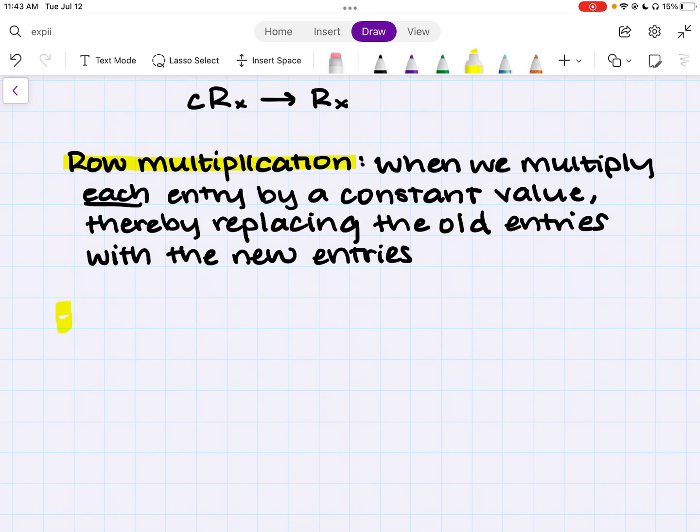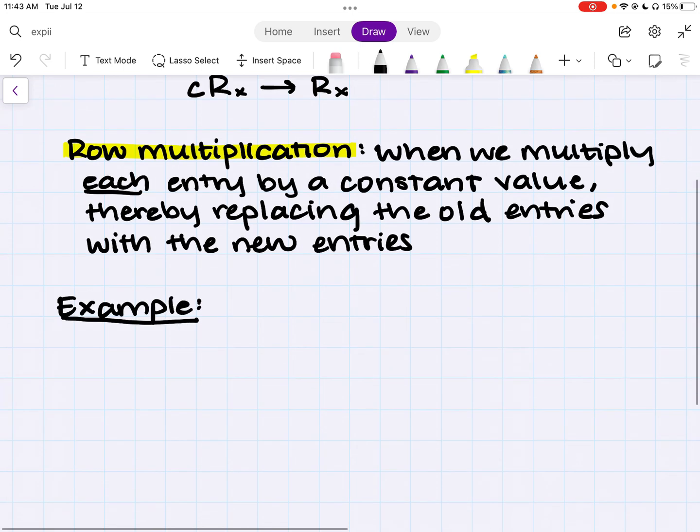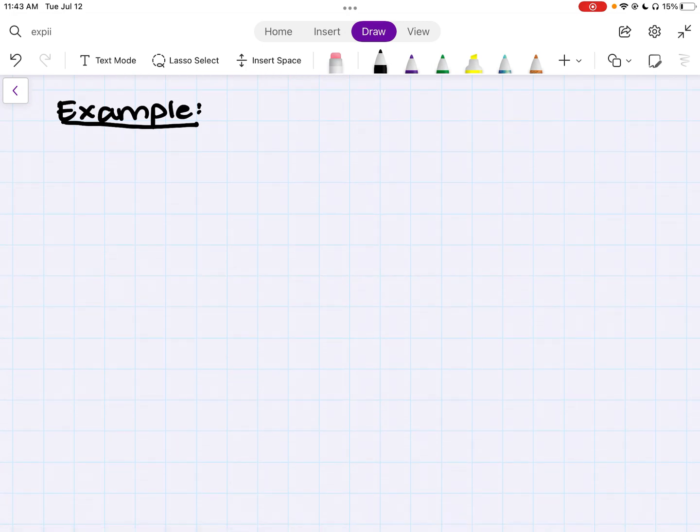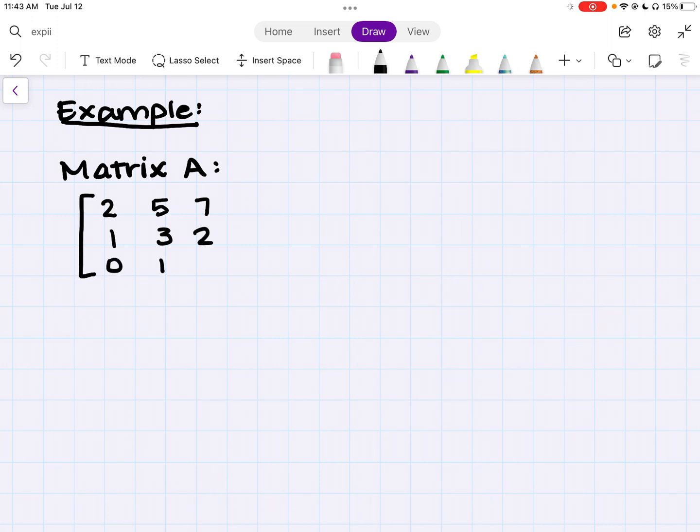So, example. We're going to have some matrix, let's say some matrix A, and I'm just picking random values for this matrix, but let's say it is a 3 by 3 matrix. So let's open the matrix. Let's say it's 2, 5, 7, 1, 3, 2, 0, 1, 3. So this is our matrix A. These are random values that I picked. You can pretty much do whatever values you want, or whatever matrix you're given.